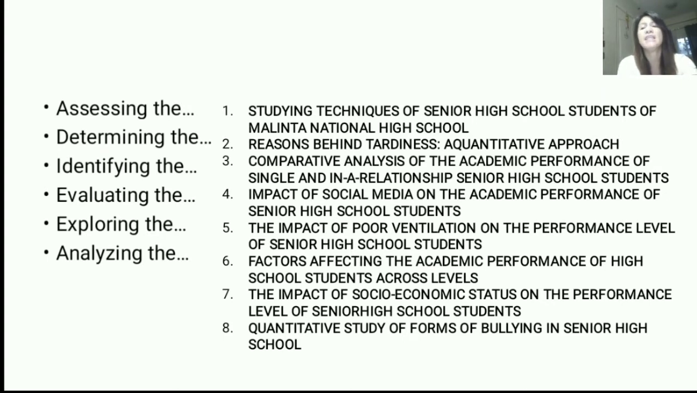For example, studying techniques of senior high school students of Malintan National High School. What do you think is the type of research we have here? Obviously, based on the title, the study only aims to describe or explore the studying techniques of the students. So you can have the main purpose of the study to describe.